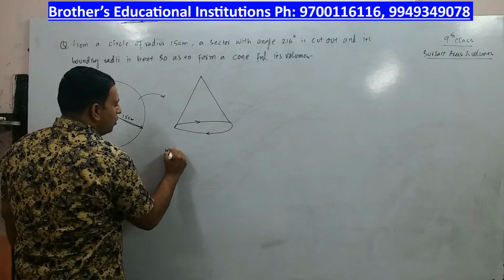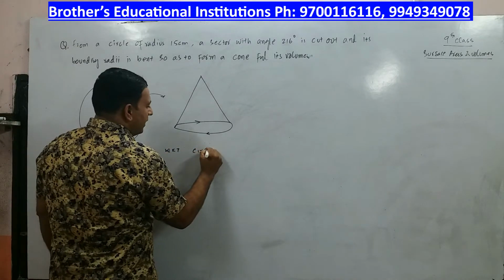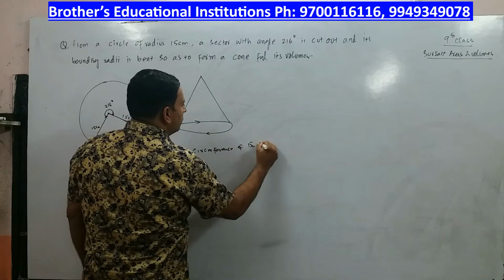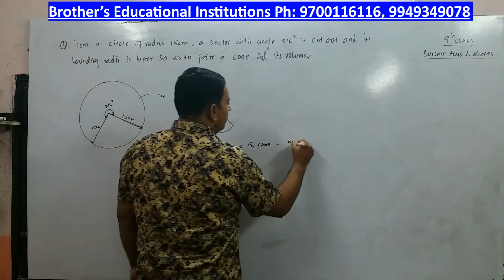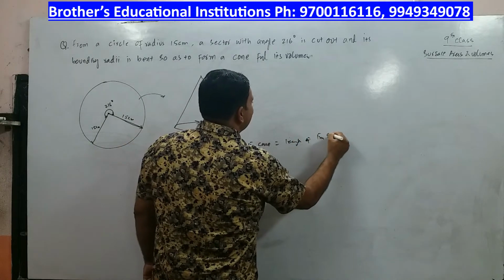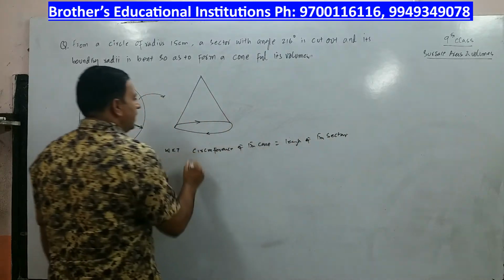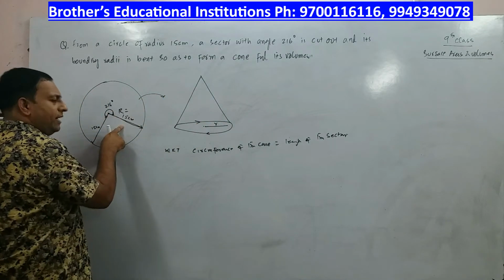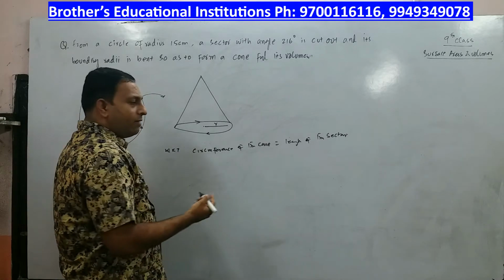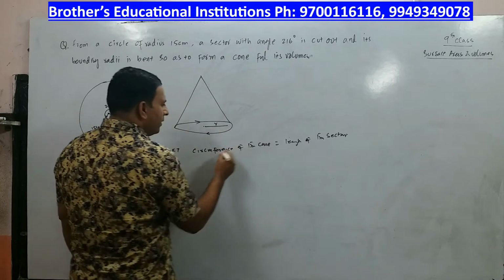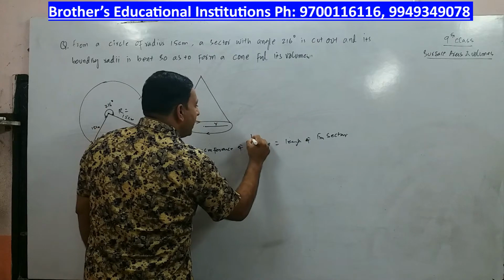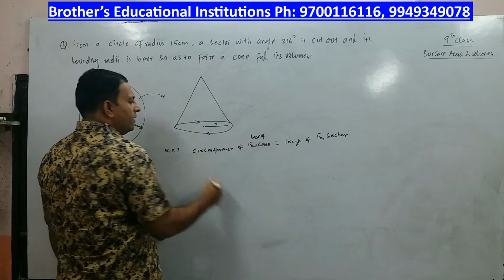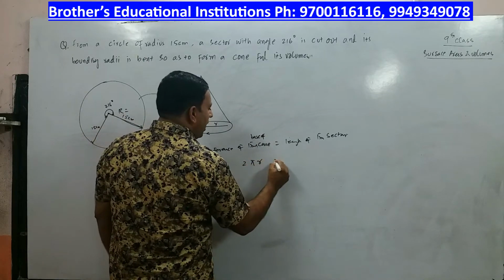Right? We know that circumference of the cone is equal to length of the sector. Right? Now let me call the base radius here as r. Here the capital R is the radius of the circle. Now what is the formula for the circumference of the base of the cone? It's circular and the formula is 2 pi r. That is 2 pi r.